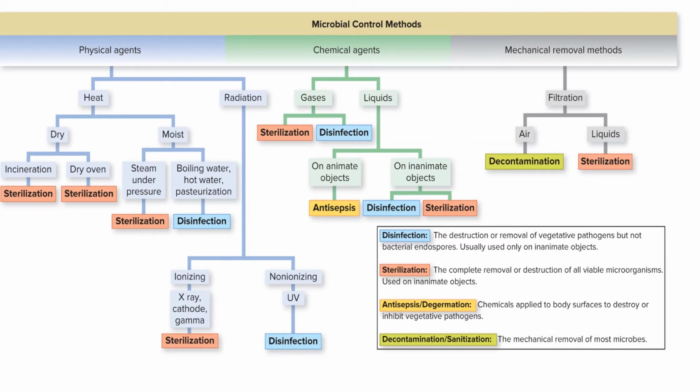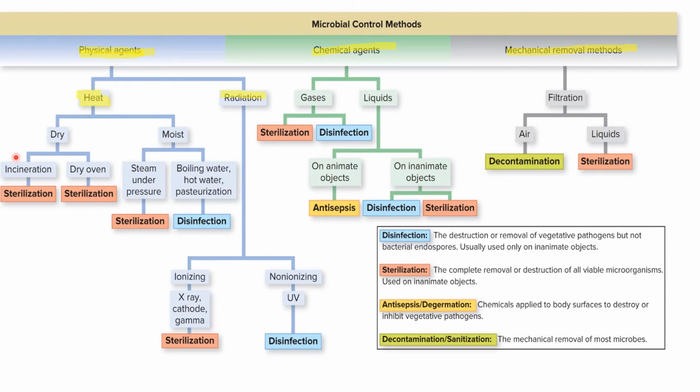Now, this chart is trying to show you the different physical agents, chemical agents, or mechanical removal methods. One of the physical agents that we use is heat or radiation. With heat, we have two types that we are going to discuss, dry heat or moist heat. An example of dry heat would be to incinerate, and that's what you do in micro labs when you take your loop and pass it into the flame until it turns red. If you have bacteria on your loop and you stick it in the flame, the bacteria is going to sizzle and burn right away.